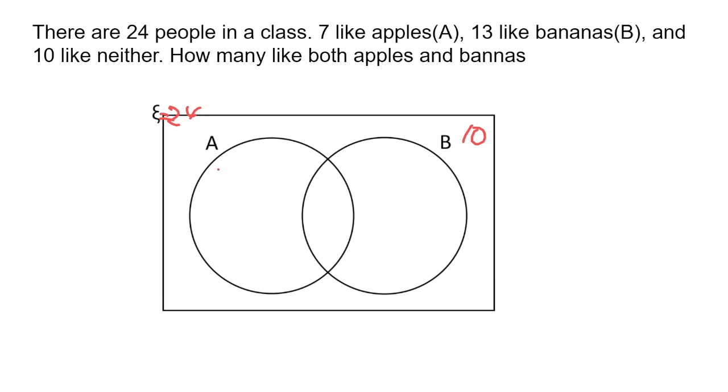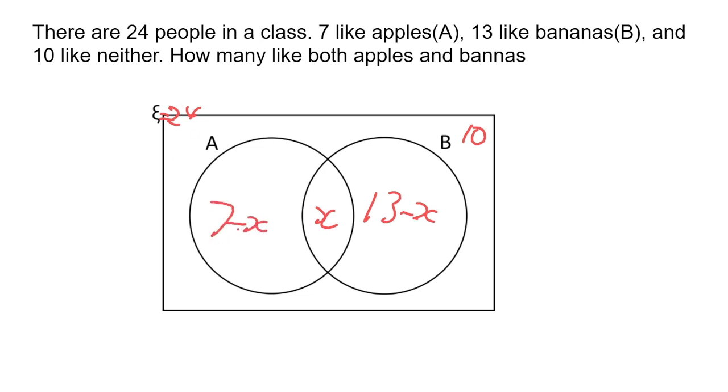If we just did 7 plus 13 plus 10, then we would get 30, and we wouldn't get 24, which means there'd be more people in the class than there are in the class, which doesn't make sense. That's because we're not accounting for the people who like both apples and bananas. We're double counting them. So we put this as x, right? And the part that just likes bananas would be 13 minus x, because 13 minus x plus x added as a whole has to equal 13, since that's how many people like bananas. And similarly, this is 7 minus x.